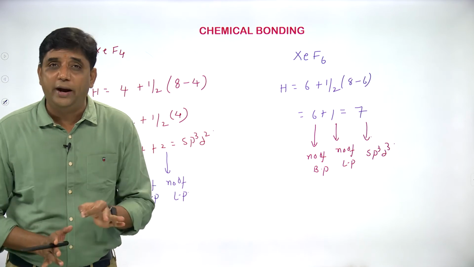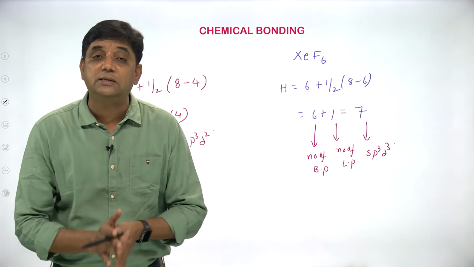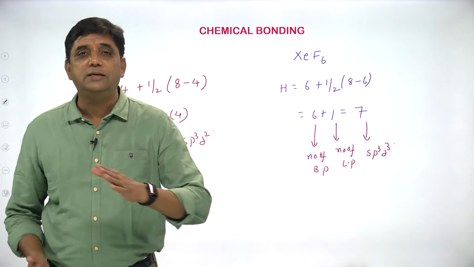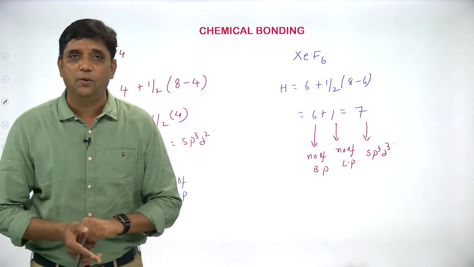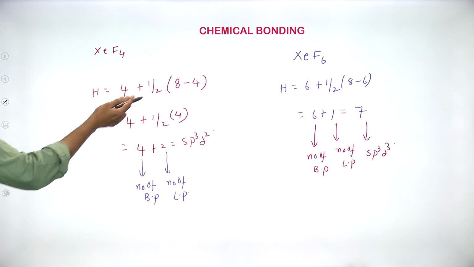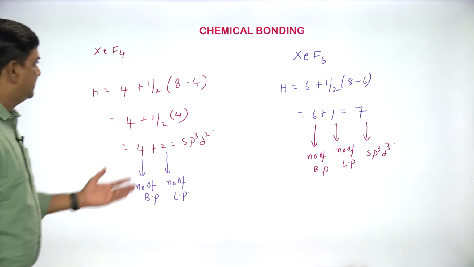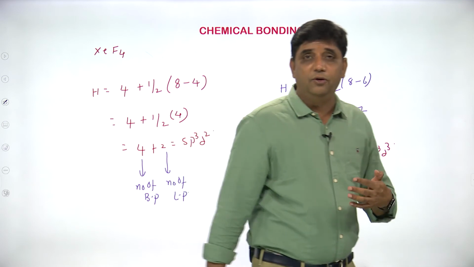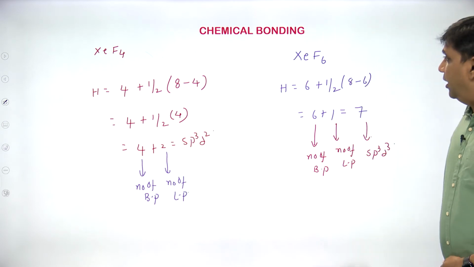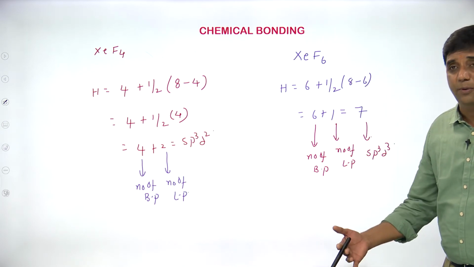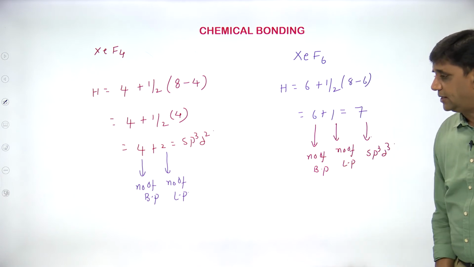So students, the formula H is equal to A plus half into Z minus V will be very useful for finding out the hybridization as well as the number of lone pairs of electrons and number of bond pairs of electrons. Okay. See, for all the xenon fluorides we have found the number of lone pairs as well as the number of bond pairs. Now we will see one more important hybridization technique. Just have a look at this.